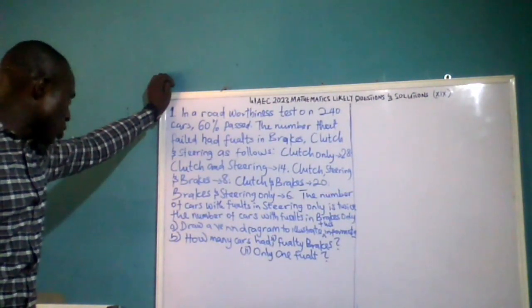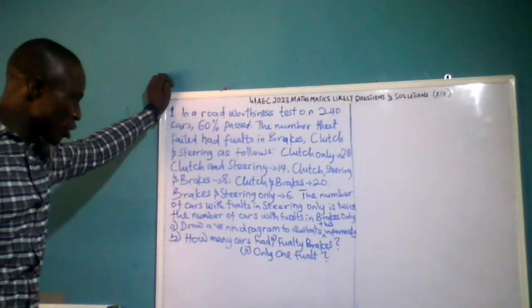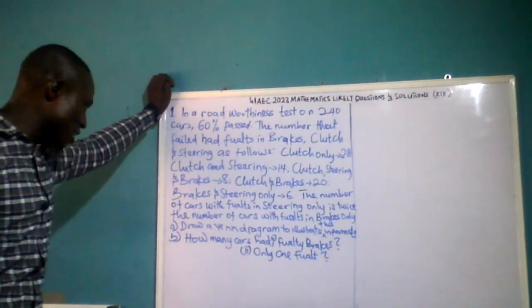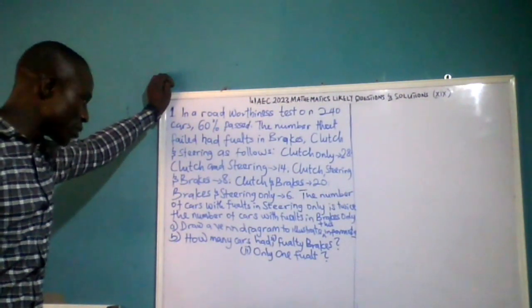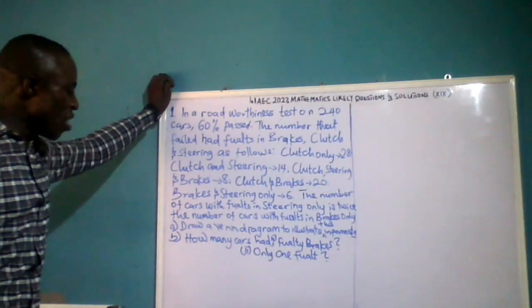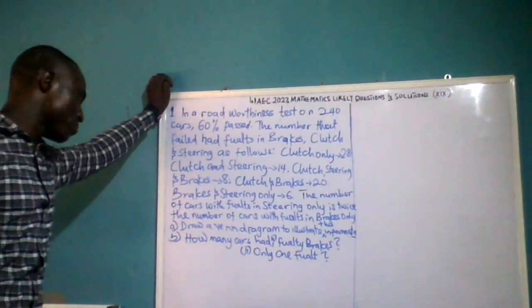Question 1A. Draw a Venn diagram to illustrate this information. 1B. How many cars had (i) brake only? (ii) How many cars had only 1 fault?